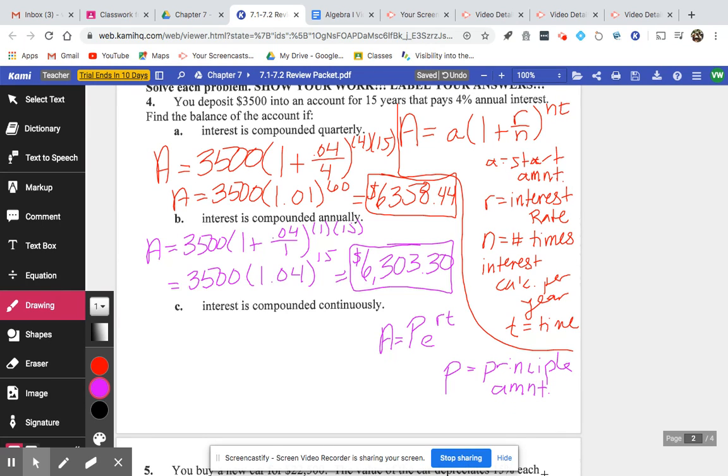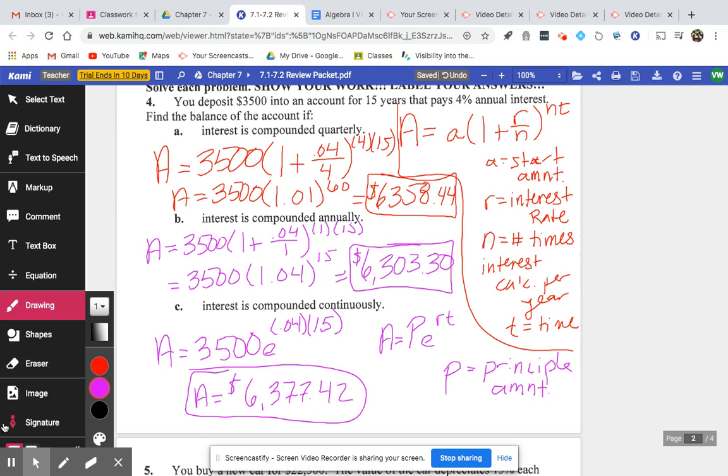Okay, so here's the equation I want to use. A equals 3,500 times e. My rate is 0.04. My time is 15 years. Plug that into your calculator, and we get an answer of right around $6,377.42. And there we go. That's number 4.